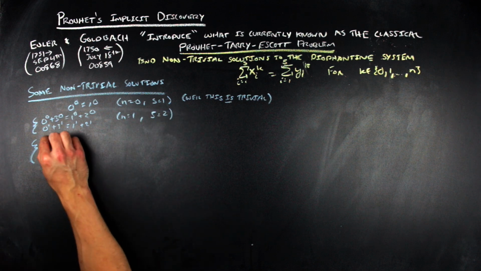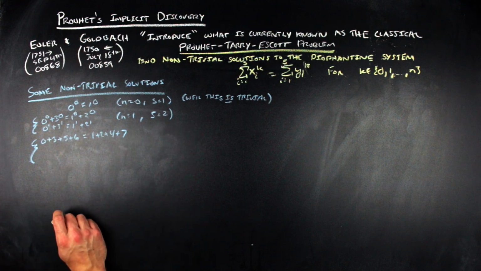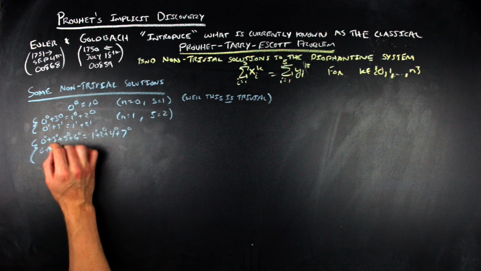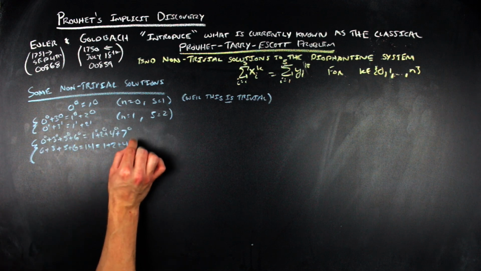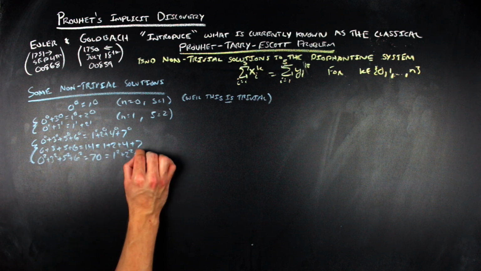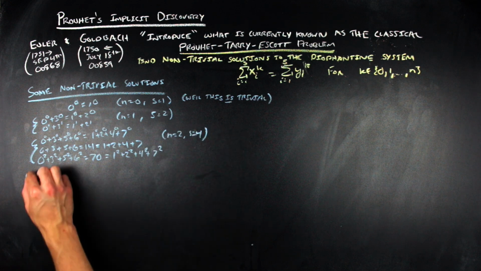Next, we have 0 to the 0 plus 3 to the 0 plus 5 to the 0 plus 6 to the 0 is equal to 1 to the 0 plus 2 to the 0 plus 4 to the 0 plus 7 to the 0. And 0 plus 3 plus 5 plus 6 is equal to 14, which is equal to 1 plus 2 plus 4 plus 7. And then for the sum of the squares, we have 70 in both cases.